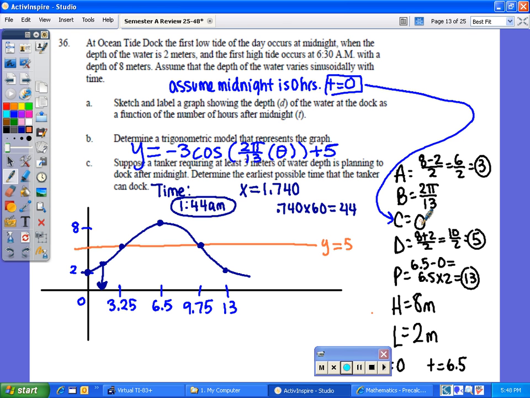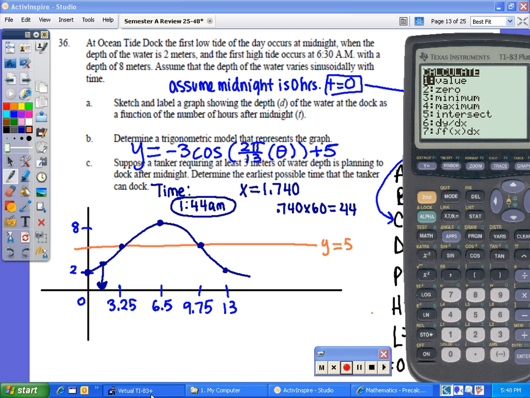Your period is going to be 6.30, or 6.5 minus 0 times 2, which is 13, making your B 2 pi over 13. And then your A and D, you know how to get those. So here is your equation, and this is the equation I'm actually going to illustrate. So you have your Y equals, and then here's your graph. Now I have a 3 here because part B is asking about 3 meters, so that's where the 3 comes from. And here's your graph.